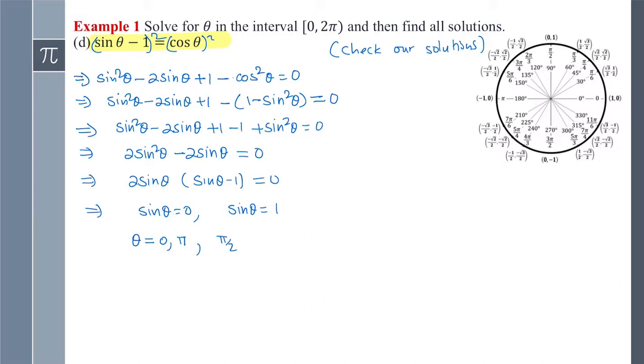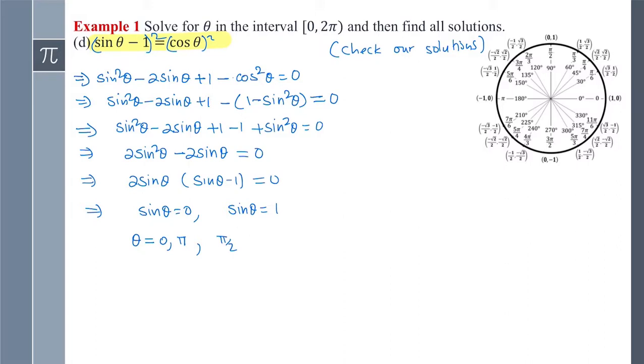Because when we square on both sides, even if we have a negative, it becomes positive because we square it. So basically a negative value just changes to positive. Because of that, we have to check our solution here. We might get some extraneous solution. That means we get a solution, but it does not work for the equation.